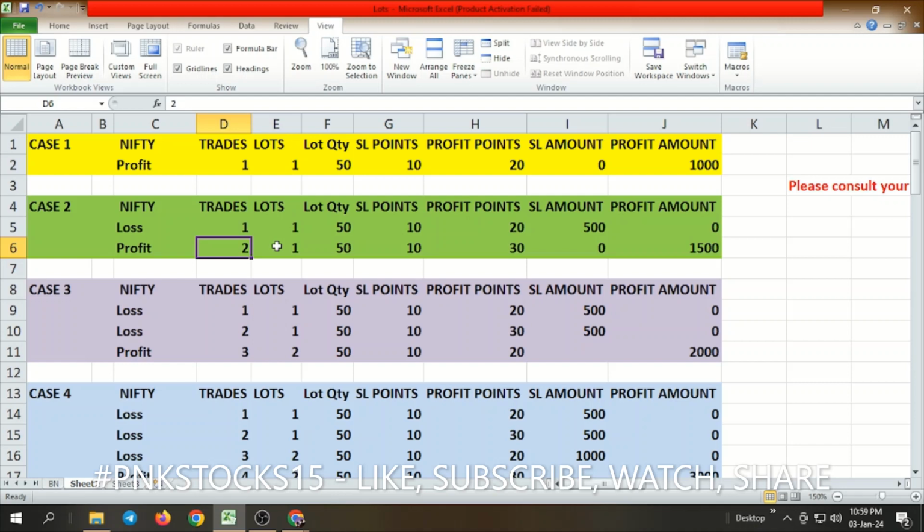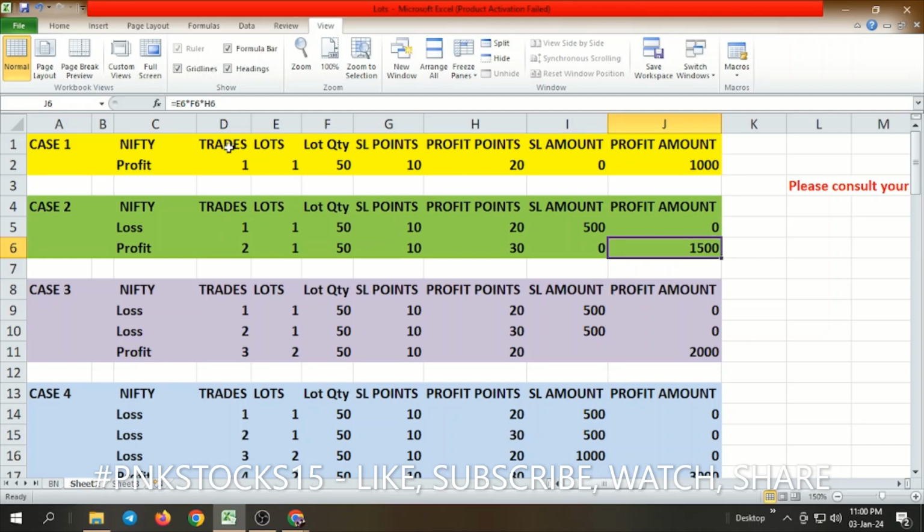Now trade 2 is again the same, one lot, 50 points, same SL and 30 points as profit. So if you win here, you will be getting 1500 points. That means you lost 500 points in your first trade. Now you got 1500 rupees. That is minus 500, so you are earning 1000 rupees in the two trades. This could be on the same day or the next to next day. Once you are successful in the second trade, go back and do only the first trade.